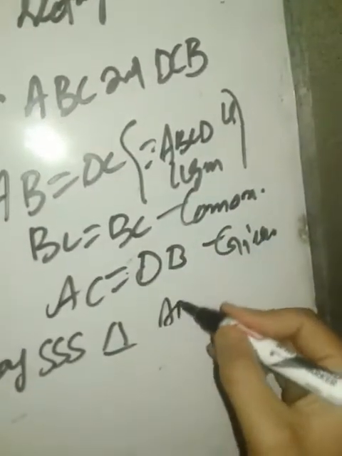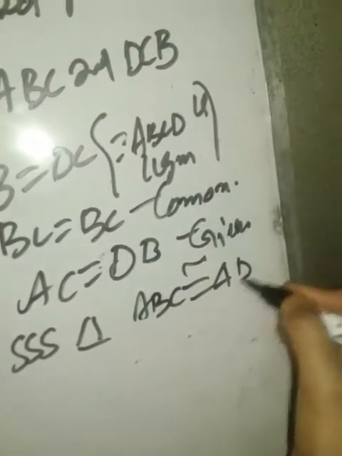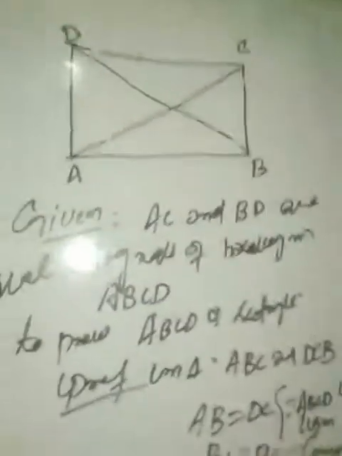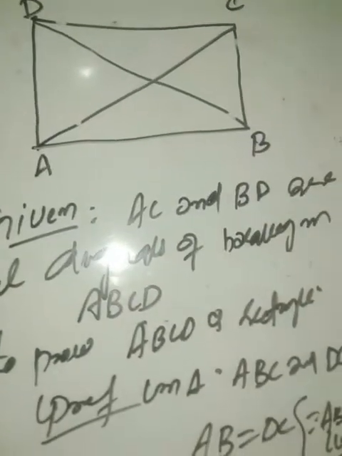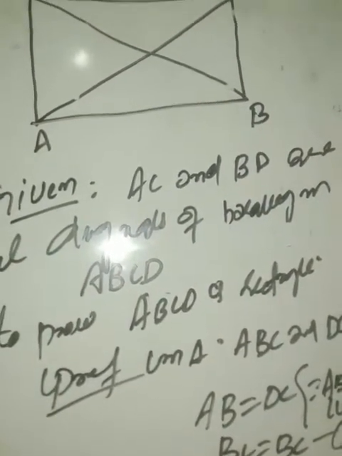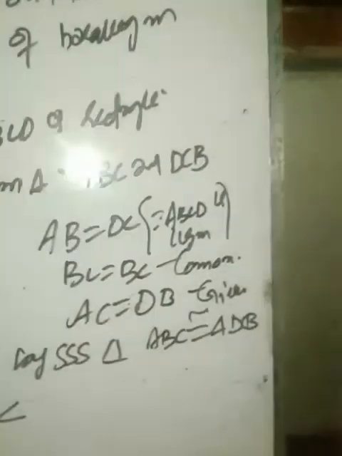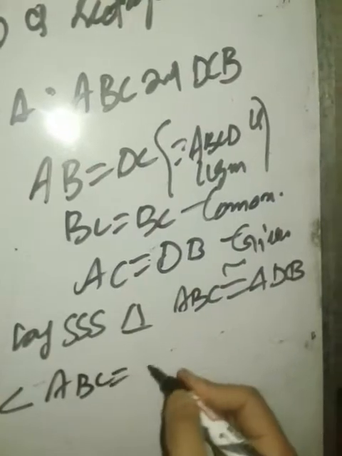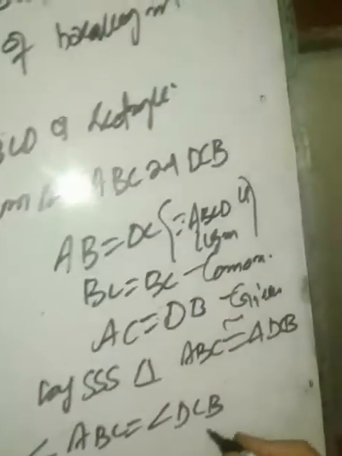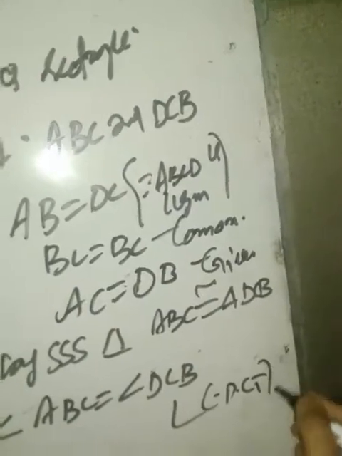Triangle ABC is congruent to triangle DCB. So what happens when triangles are congruent? You know it. Corresponding parts are equal, that is, corresponding sides are equal, corresponding angles are equal. So we will write, therefore, angle ABC equals angle DCB. Why? Because by CPCT, corresponding parts of congruent triangles are congruent.